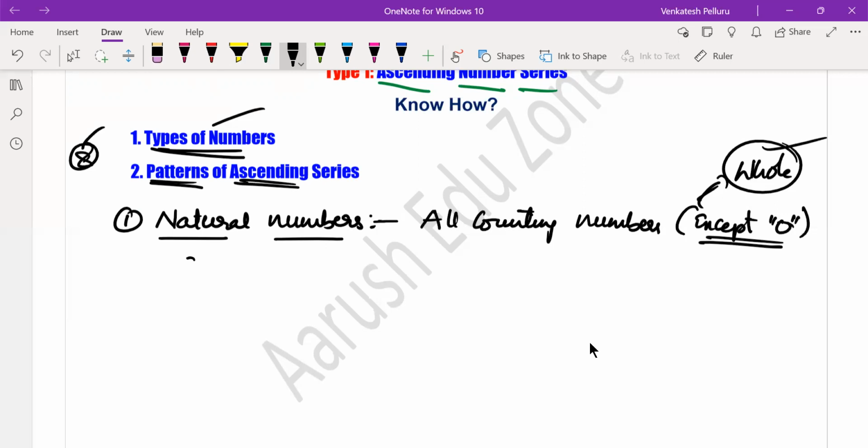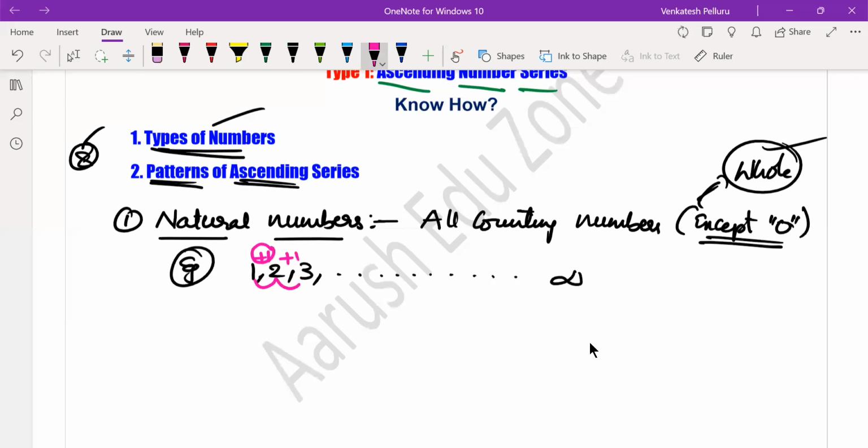Okay, so examples of natural numbers. Obviously, I said it starts from where you start counting. Generally we start from 1, right? So 1, 2, 3 and so on up to the infinity of numbers that you can write or count. All of them are said to be natural numbers. The most important thing you need to remember is that the difference between any two consecutive natural numbers will always be 1.